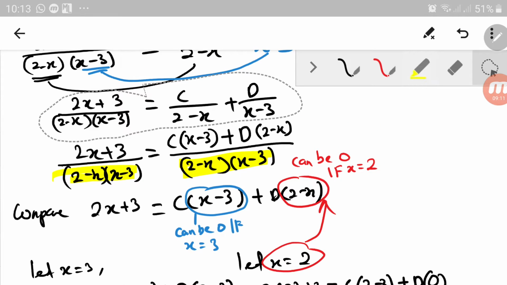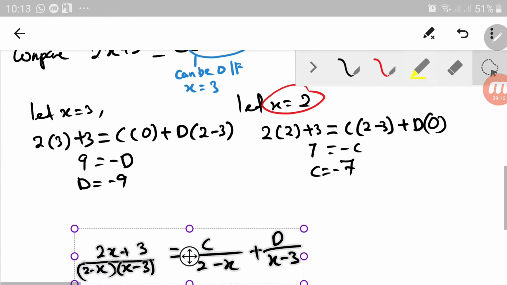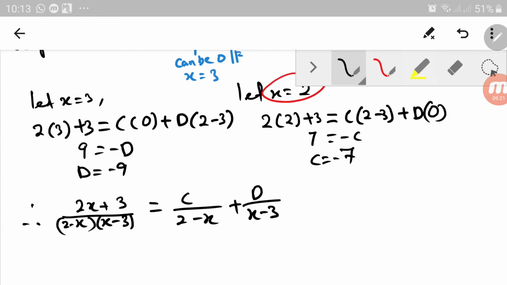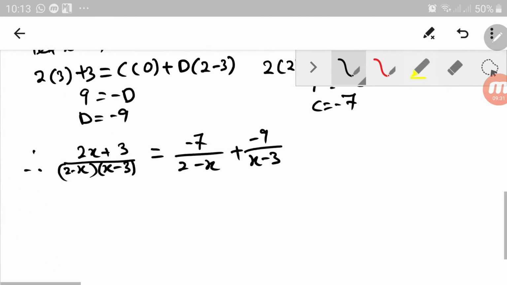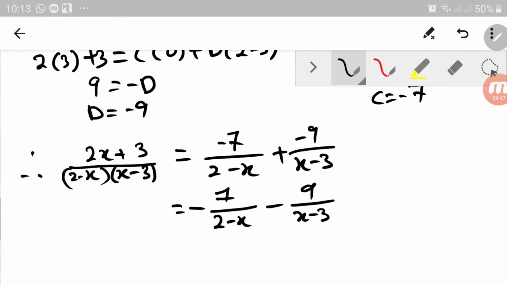Okay, I'm using OneNote, so I can copy paste. For you guys, if you use pencil or pen, you have to rewrite everything. Therefore, this is the partial fraction. Just substitute the values of c and d. c in front, d at the back, 9, like that. Now perhaps we can make it nice by putting the minus in front. So minus 7 over 2 minus x and minus 9 over x minus 3.